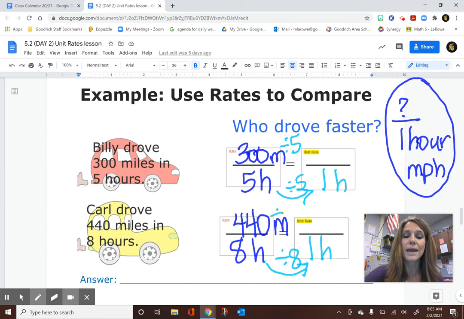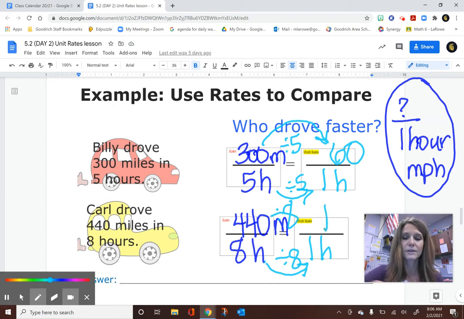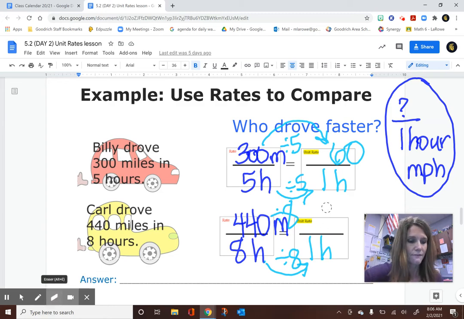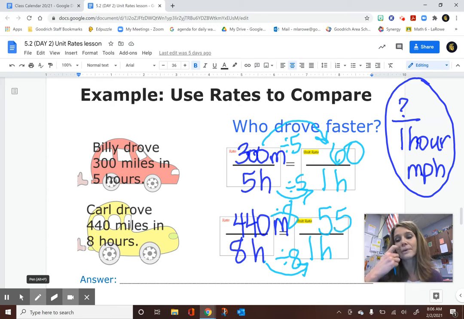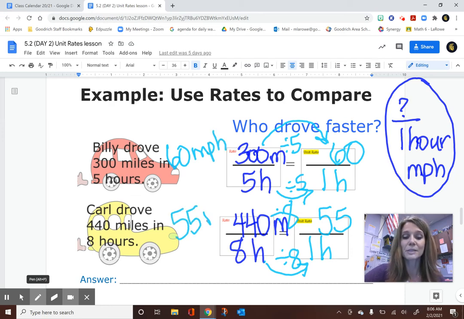So once I do the math for each of these, 300 divided by 5 is 60. And 440 divided by 8, let's see, 8 goes into 44 five times, and then 8 goes into the other 40 five times. So I find that Billy is 60 miles per hour as his rate, and Carl is 55 miles per hour as his rate.